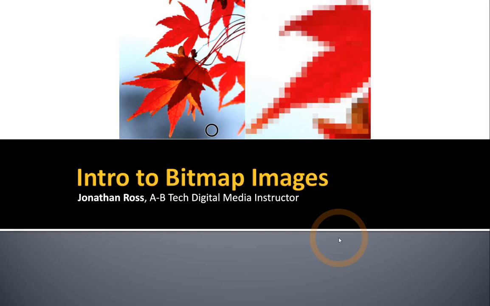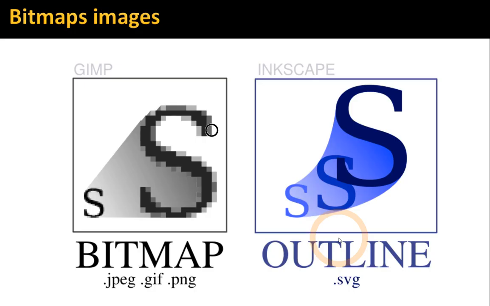Now, bitmap images is the big fundamental technology that you use first in digital media. And there are basically two major technologies you use. You use bitmap, and that's going to be all these images like JPEGs and GIFs and PNGs. And then you have vector, which are then going to be like SVGs and Illustrator files and some other things.